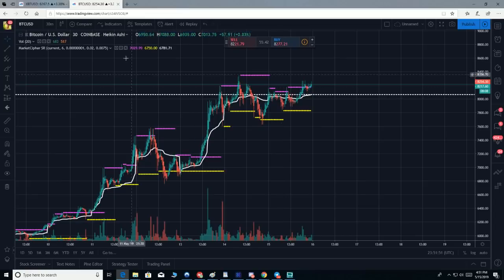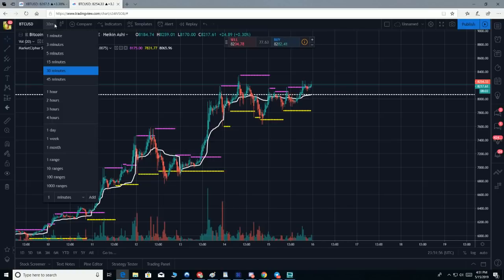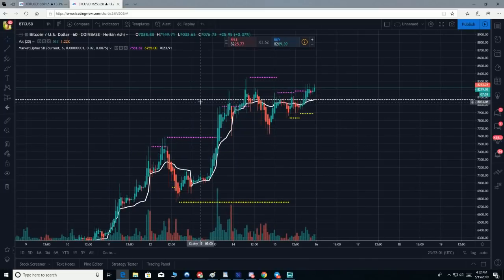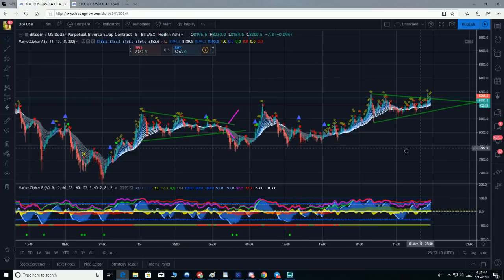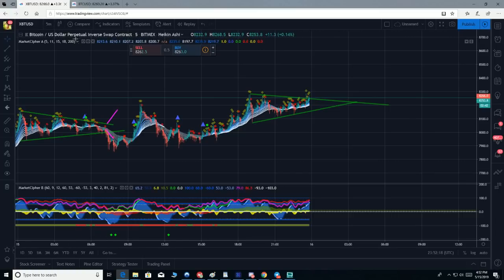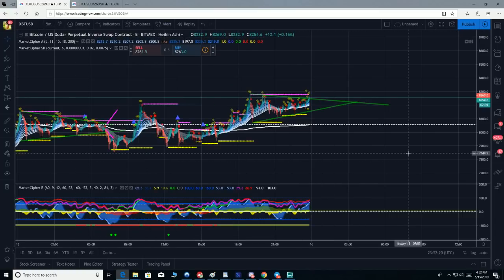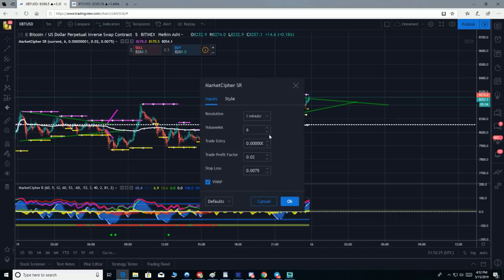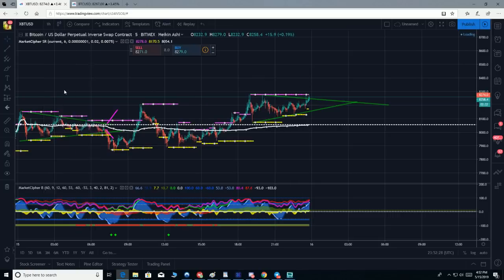Alrighty, so first things first, let's go ahead and go on the hourly. We are pumping right now, baby. So let's say I am on the hourly. First things first, I'm going to click on the settings wheel. Oh, my TradingView is bugged. Okay, settings wheel, boom, it worked. Okay, let me adjust this to the hour.